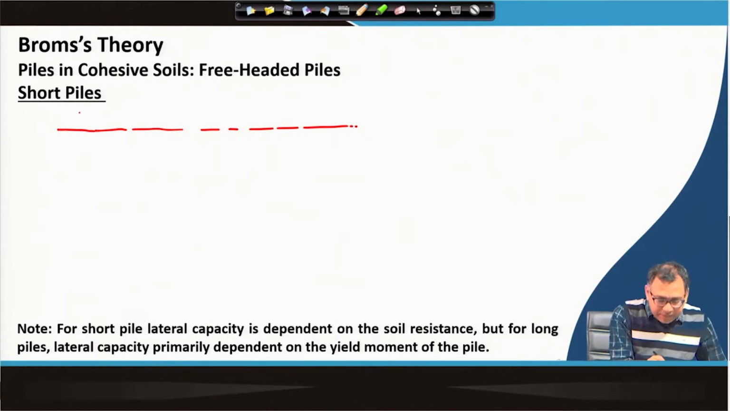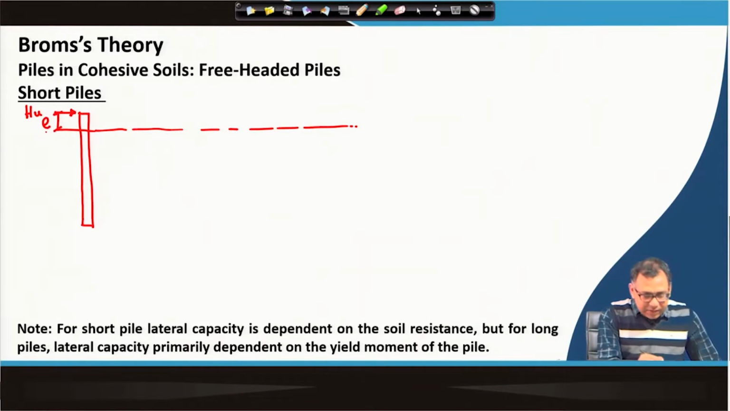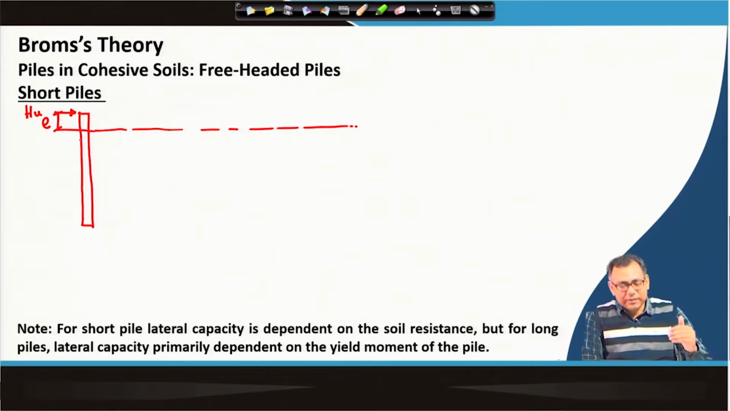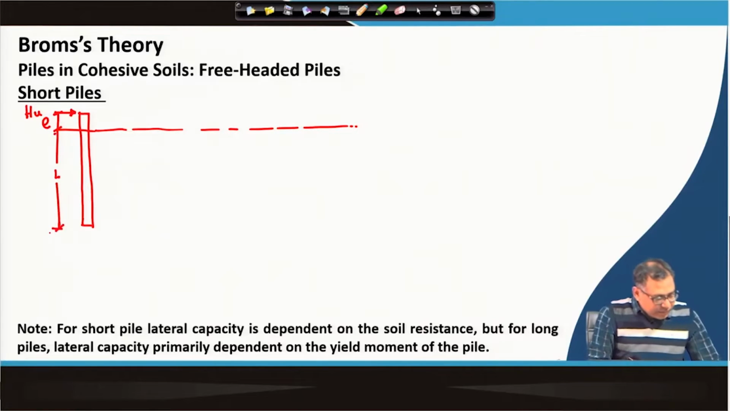okay, and we have a pile which is a short pile and which is subjected to a lateral load, say HU. HU is the lateral load. This load acts with an eccentricity E from the ground surface. That means the load H is applied at a distance E above the ground surface. Now, this is the length of the pile, L.